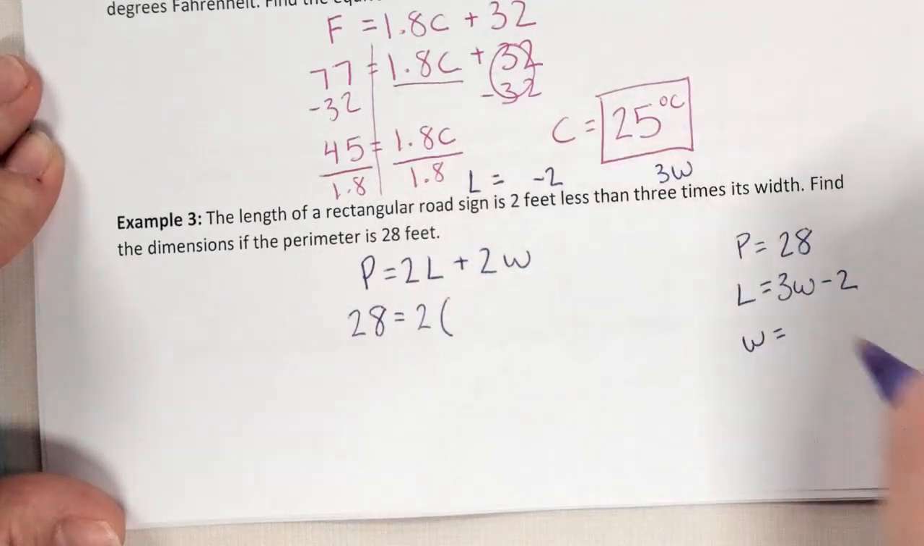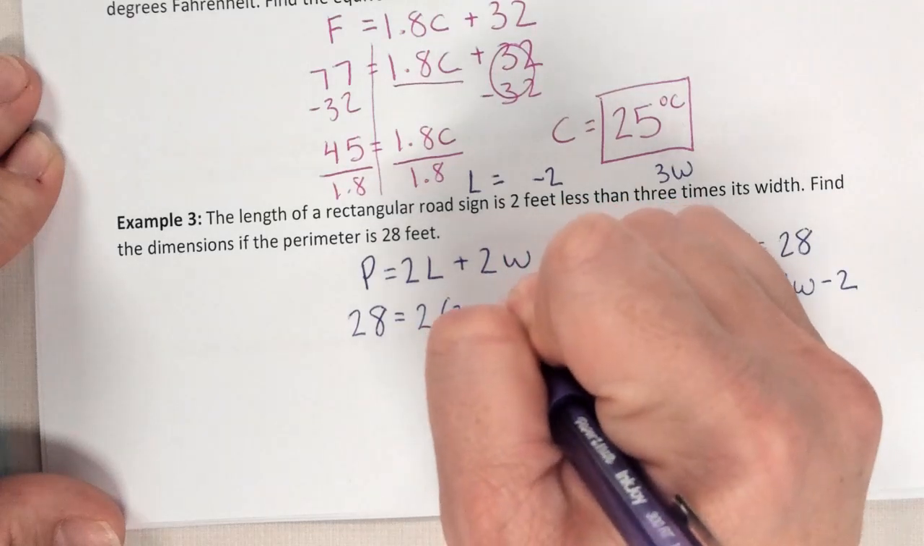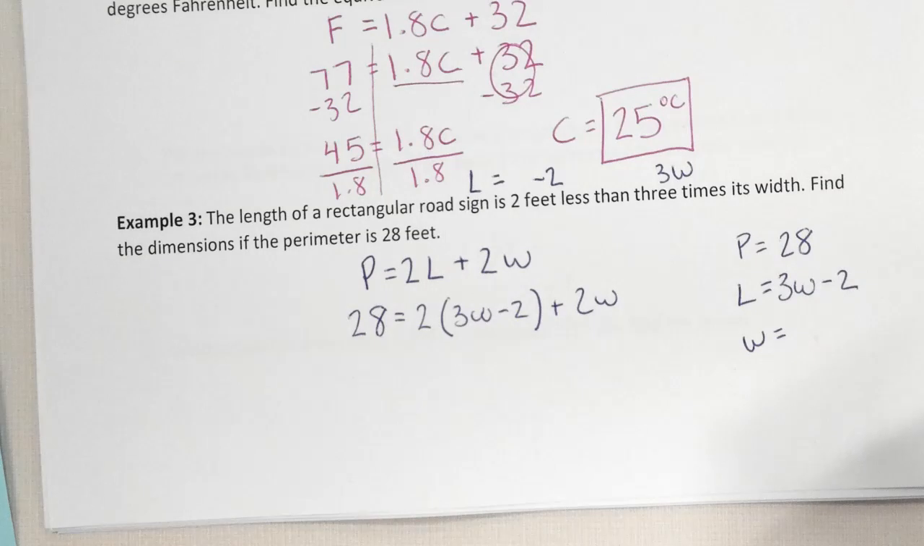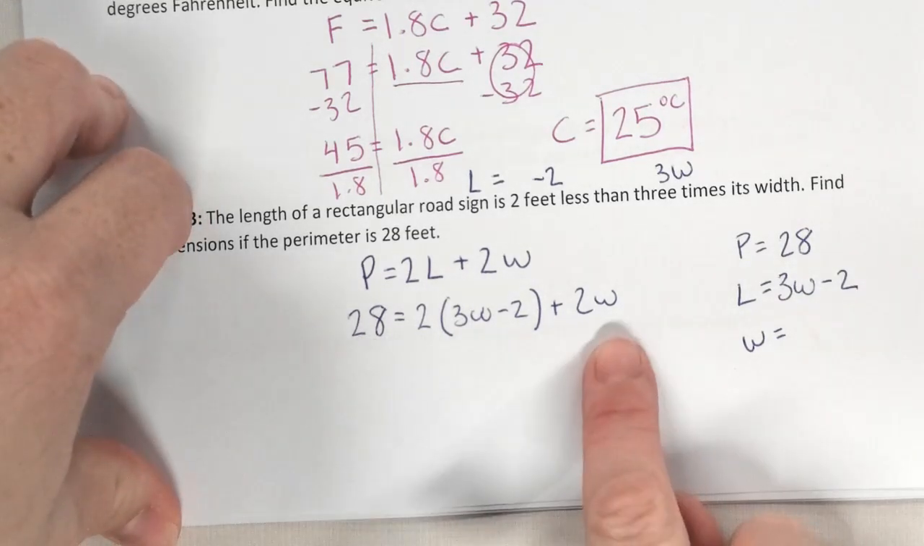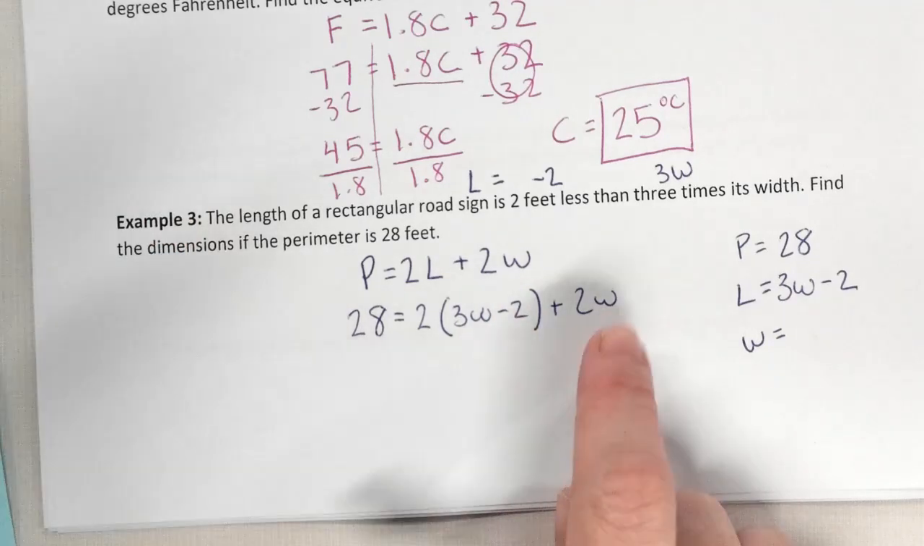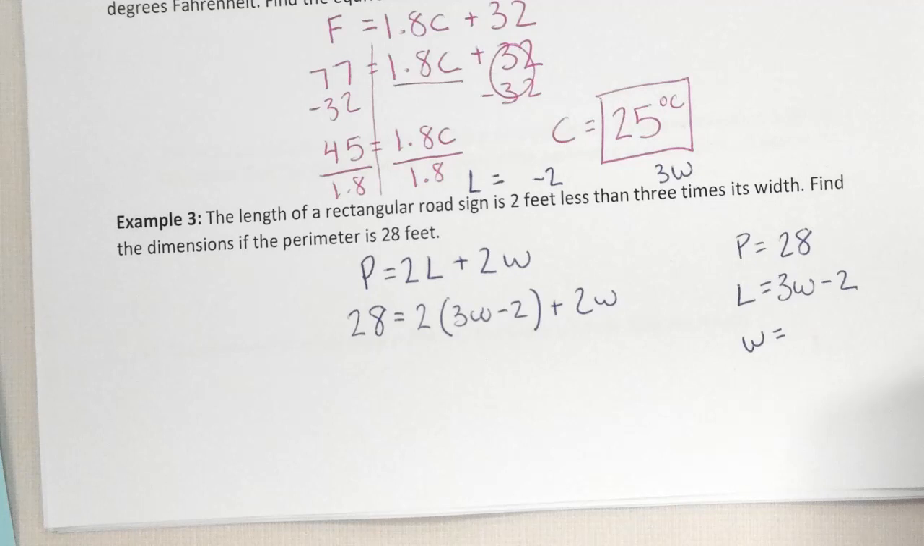And then my length is 3W minus 2 plus 2W. Now, I always know I've plugged in correctly when I have the same letter that's there. So aren't both of my letters W? That's the same, so now I can solve for W.